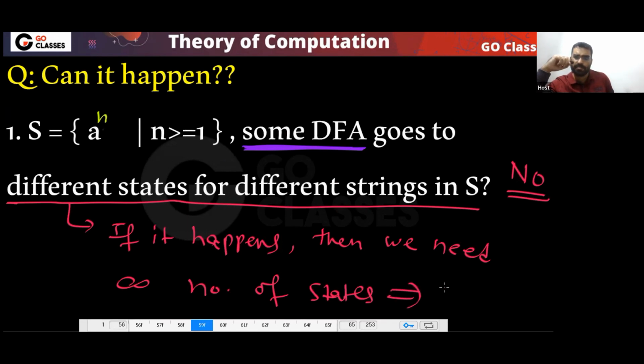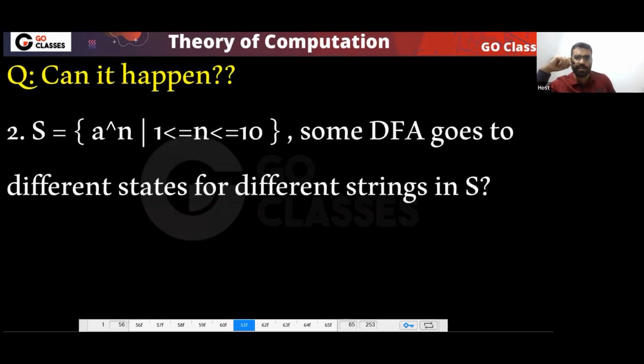Okay, which is a contradiction, or not possible, because every DFA has a finite number of states. So this is not possible. Can it happen? The answer is no. This cannot happen. What about this statement? Can it happen?